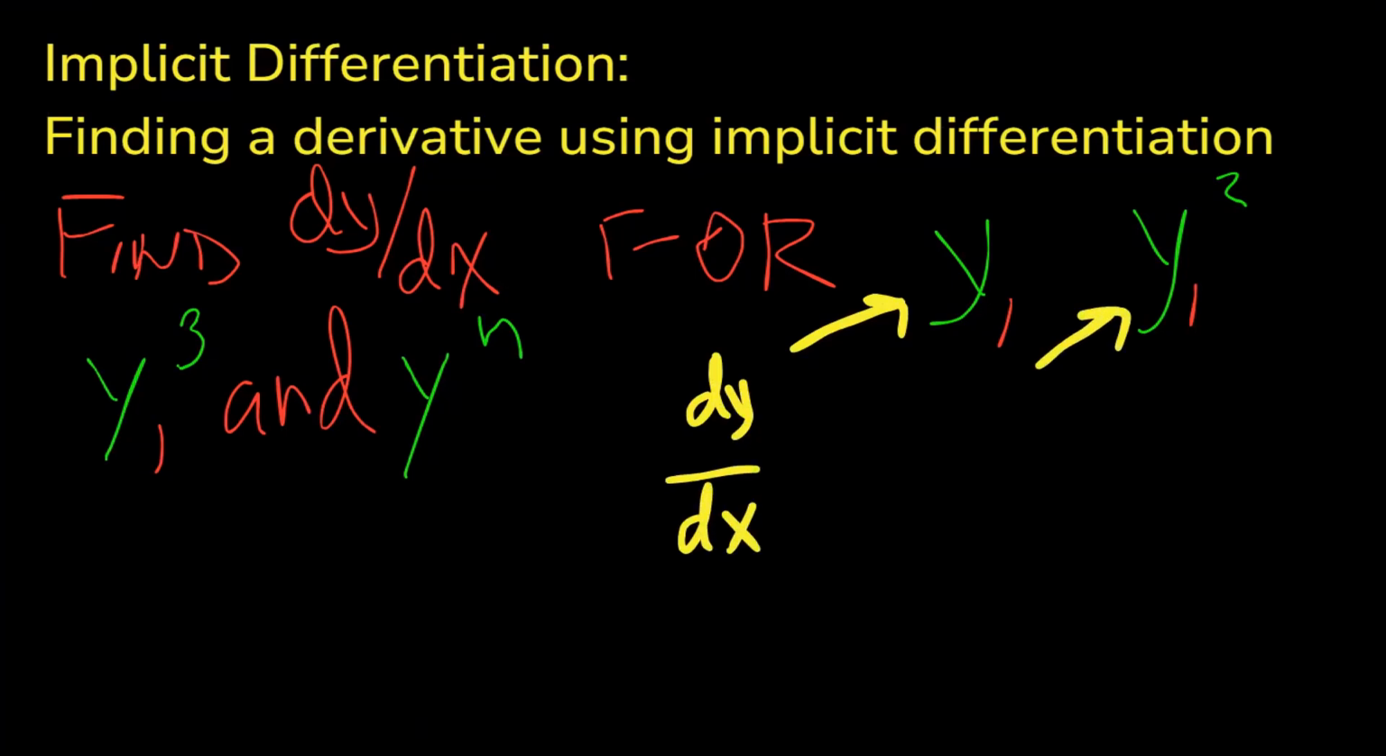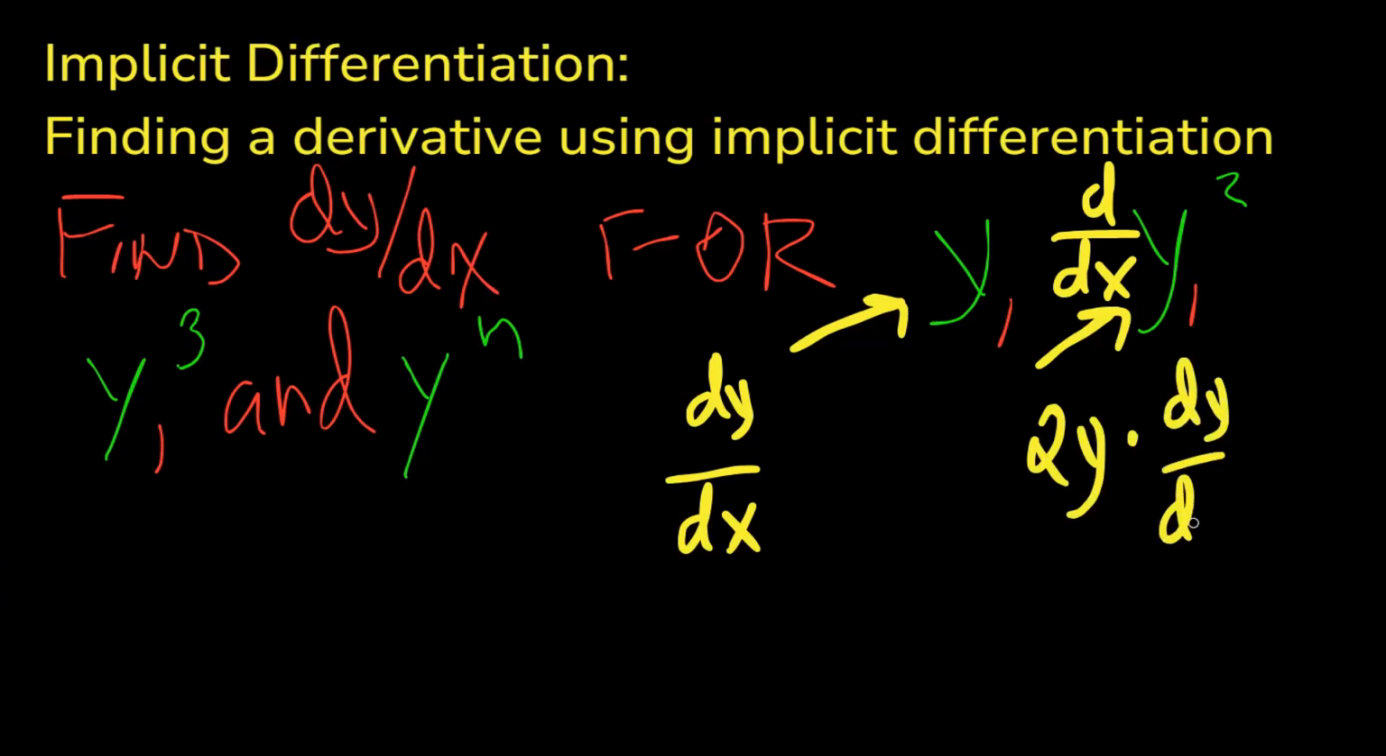If you're taking the derivative of y squared, again, with respect to x, you do it like we just did the previous one. Differentiate with the power rule, so 2y. Then you have to treat y as a function and apply the chain rule. And the derivative of the inside, which is y, is dy dx.